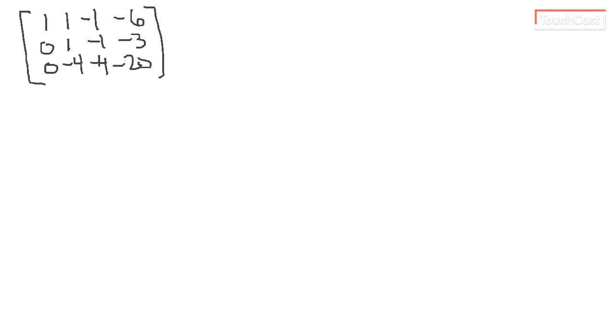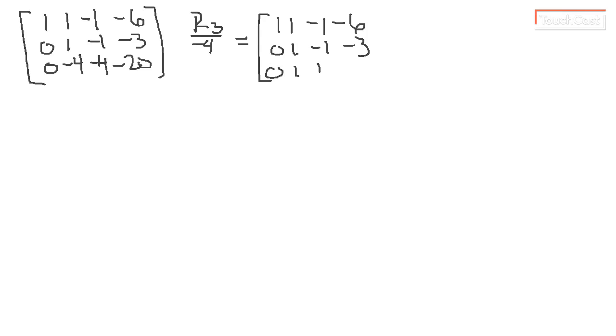And you could do whatever you want moving forward with this, but what I'm thinking I'm going to do to create another equivalent matrix is I'm going to take R3 and just divide it by negative 4. By doing that, my new matrix will be 1, 1, negative 1, negative 6, 0, 1, negative 3, 0, 1, 1, 5. So we're almost in row echelon form.